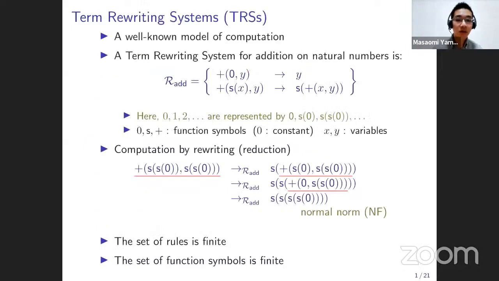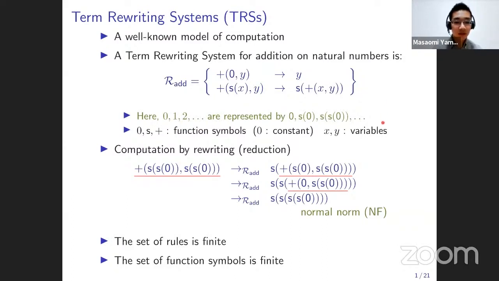My research field is Term Rewriting Systems, TRS. TRS is one of the well-known models of computation. For example, a term rewriting system for addition of natural numbers is the following R_AD. R_AD consists of two rules. First, plus 0 y arrow y. And second, plus s(x) y arrow s(plus x y).